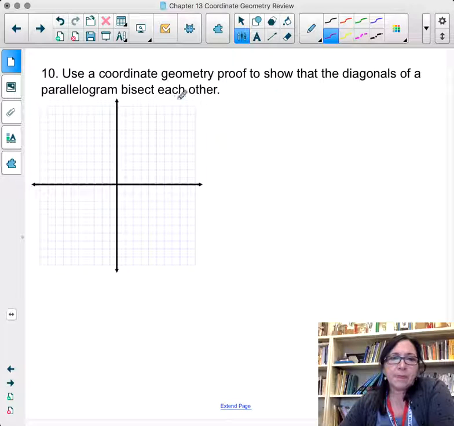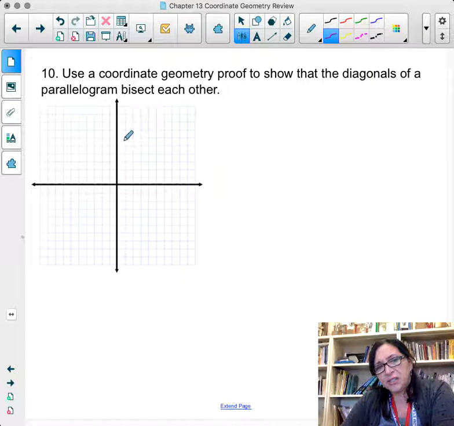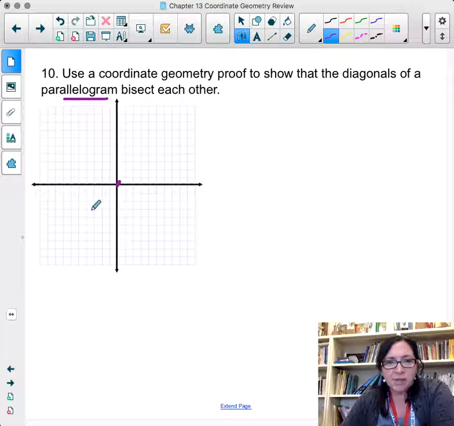Use geometry or coordinate geometry to prove that the diagonals of a parallelogram bisect each other. So if we already know it's a parallelogram, I'm just going to use the same points that we used in the other problem. I'm going to call this B, and I'll call it A, 0.